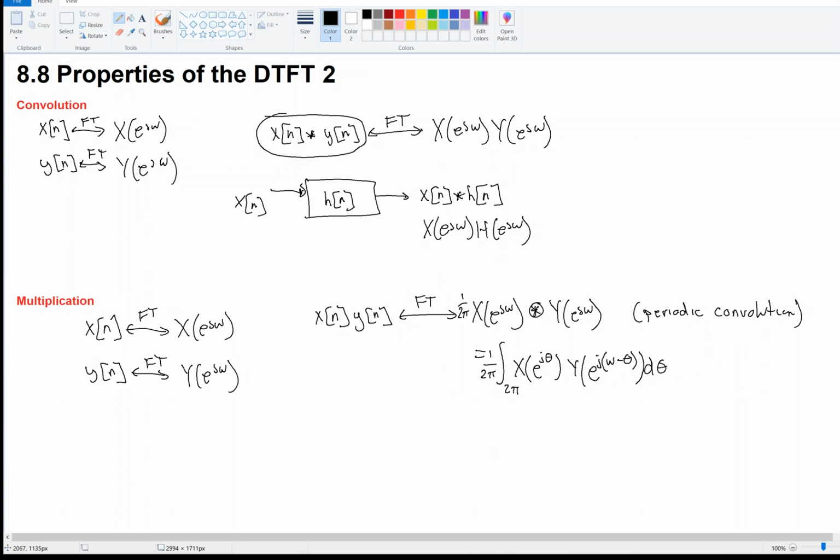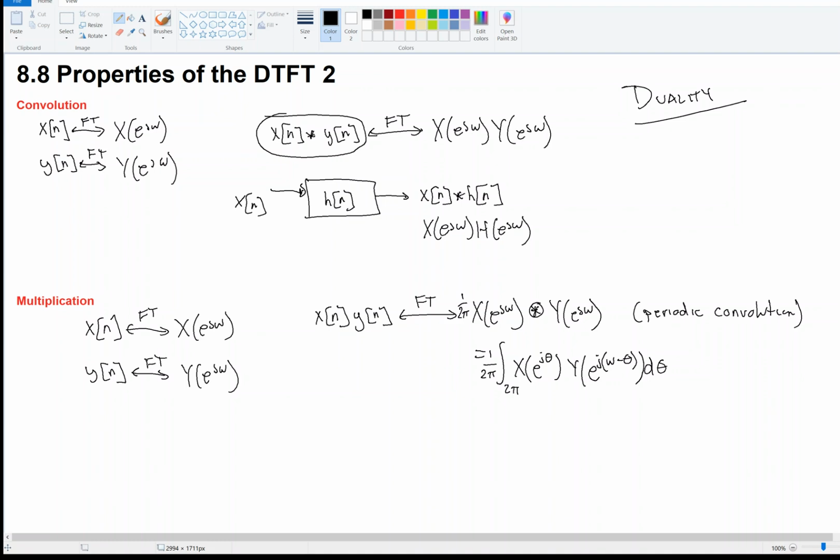And so finally, I do want to point out that these are similar to continuous time, but also here's the duality principle in action, right? Convolution in time is multiplication in frequency. Multiplication in time then is convolution in frequency. So there are these dual pairs that we've been talking about. So this would be a dual pair, convolution and multiplication.